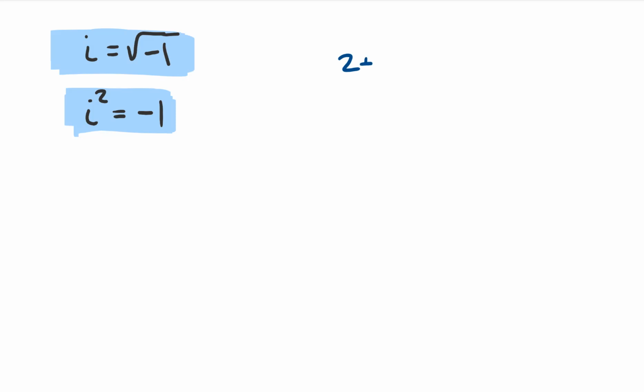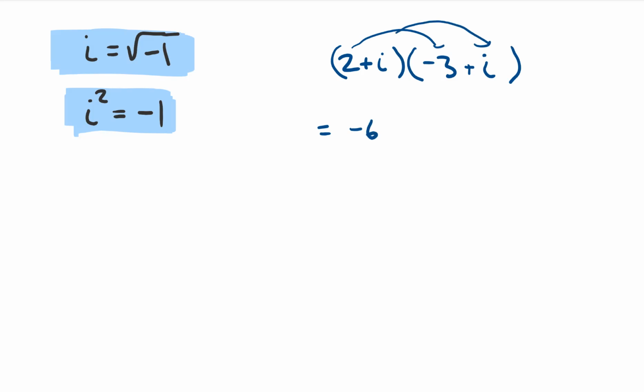Let's take 2 plus i, and we're going to multiply it with, let's go with negative 3 plus i. Okay. Now it's going to work the same way when we multiply together that we would doing any sort of algebra. We're going to FOIL: first, outer, inner, and last. 2 times negative 3 is negative 6. And then 2 times i would be 2i. And now we'll do our inner: i times negative 3, that's negative 3i. And then lastly, we're going to have i times i. And that's going to become i squared.